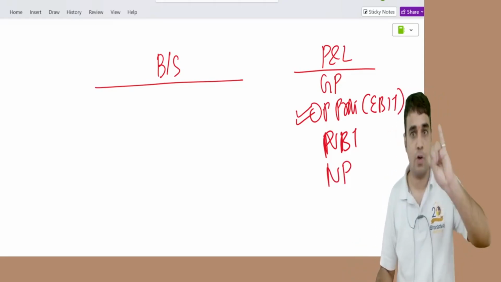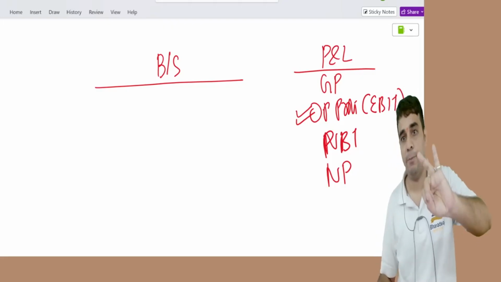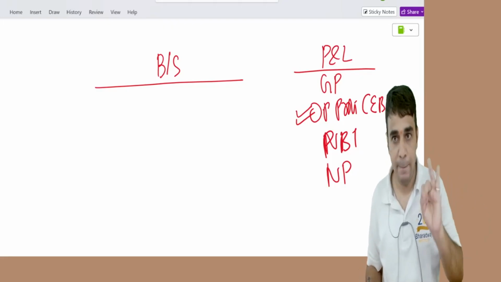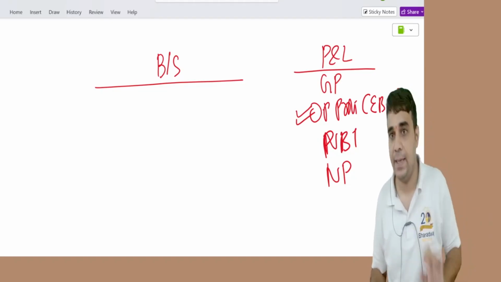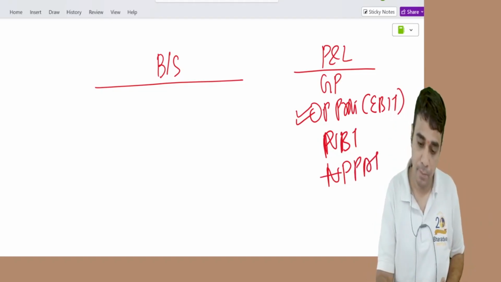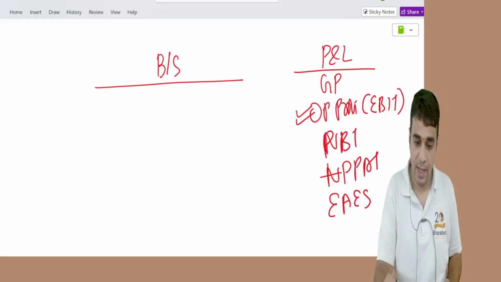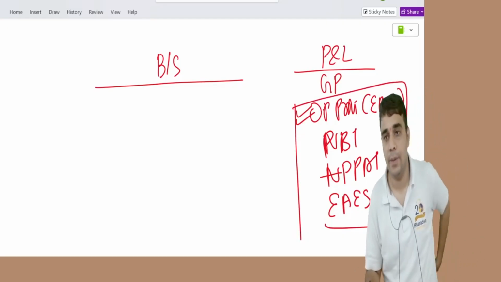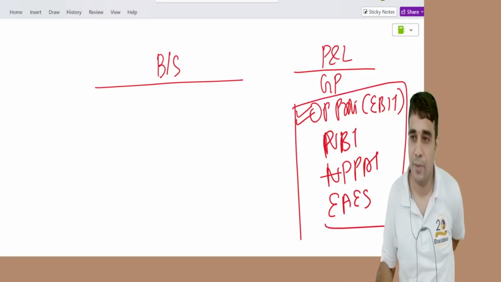Net profit. One is gross profit. Second is operating profit. Gross profit I don't use anywhere; operating profit I use. PBT may be used, PAT may be used. And last is EAES. I take any of these and give a denominator from the balance sheet. What is the denominator from the balance sheet?